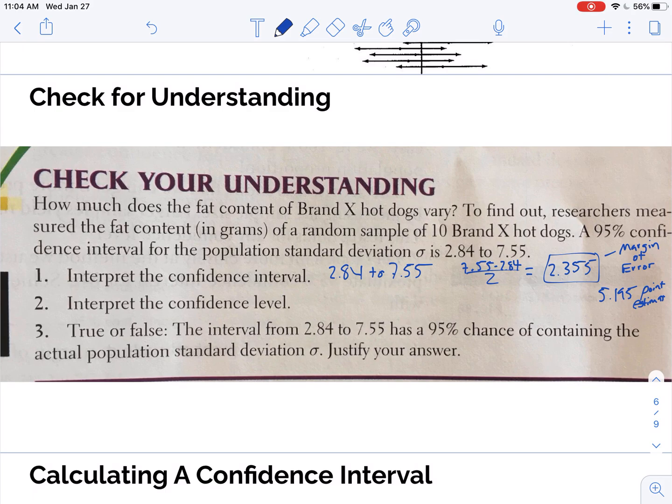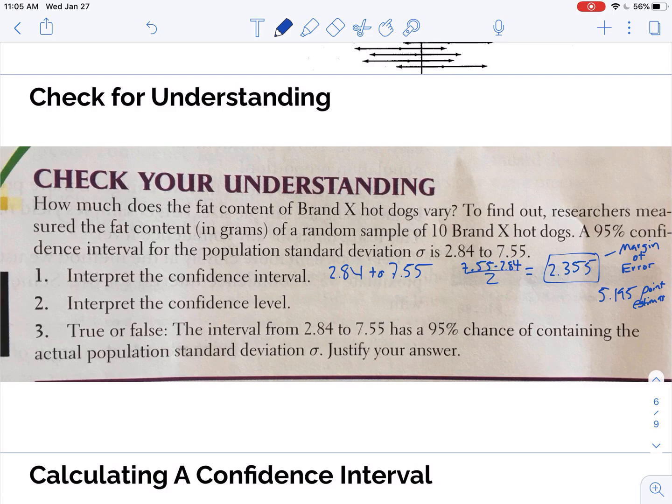Interpret the confidence level. We are 95% confident that the mean fat content in grams of these hot dogs is between 2.84 and 7.55 grams. Again, that means if I took this sampling method and added and subtracted 2.355 grams from every single mean value I got, 95% of those intervals would end up containing the true population mean of grams of fat in these hot dogs.